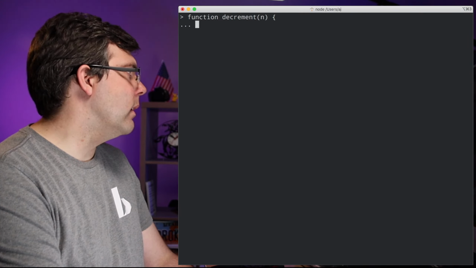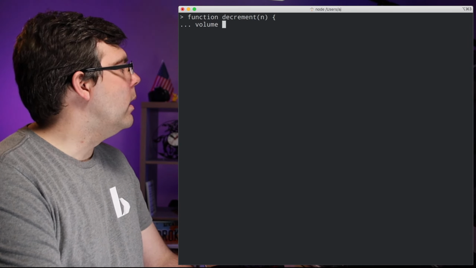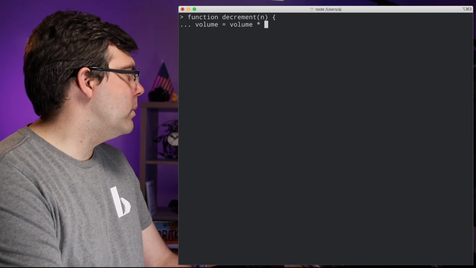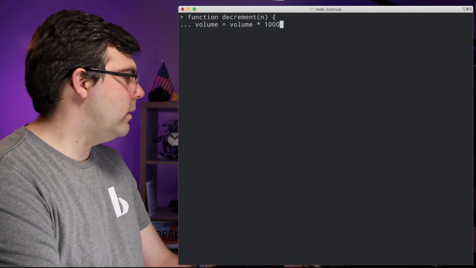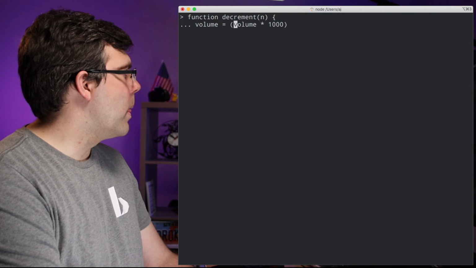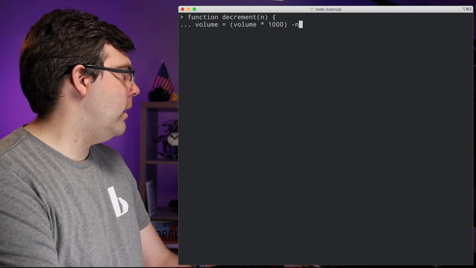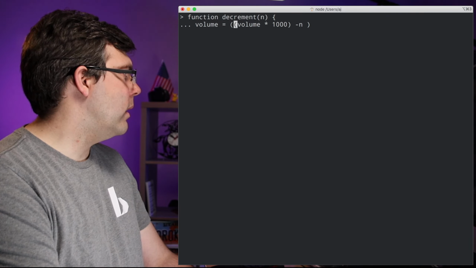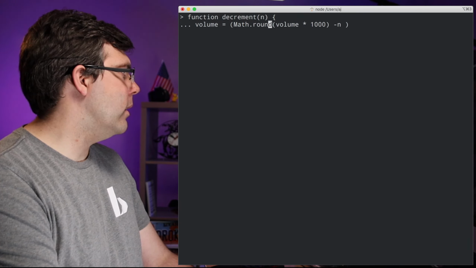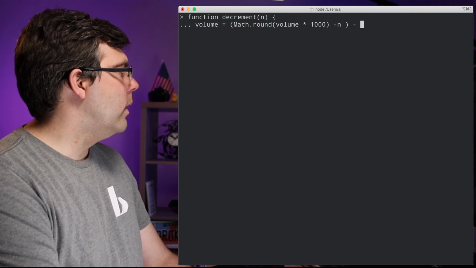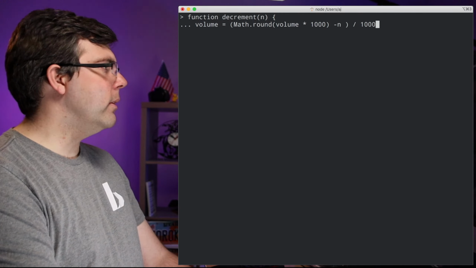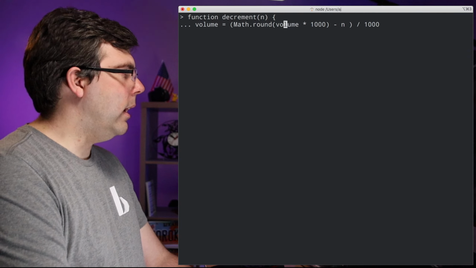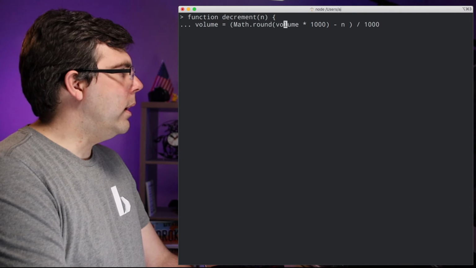and I did something like this, volume, what was it, equals volume times 1000 minus n, and then I think I had math.round here, something like that, divided by 1000.